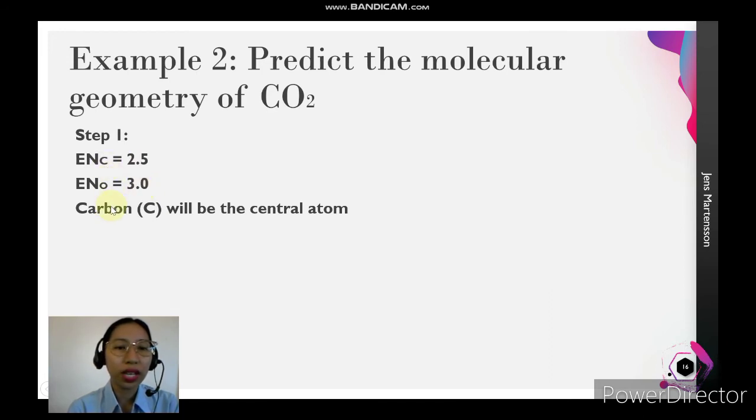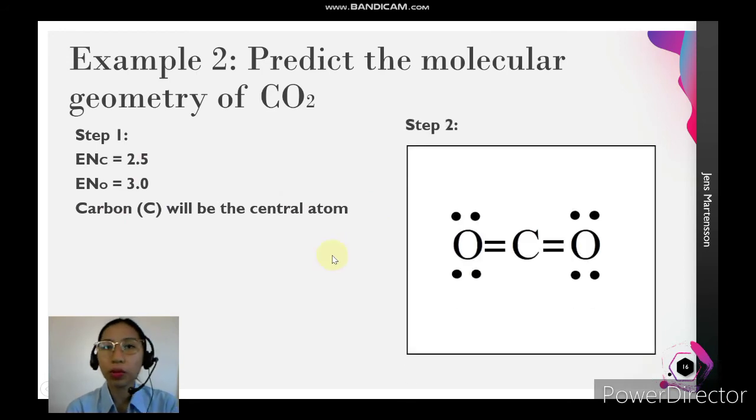Therefore, carbon is our central atom. Step 2 is we're going to draw the Lewis-Dot structure. So, ang atong C, kung atong tanawon sa atong periodic table, it has an atomic number of 4, while oxygen has an atomic number of 6. Therefore, your carbon has 4 electrons, while your O has 6 electrons.